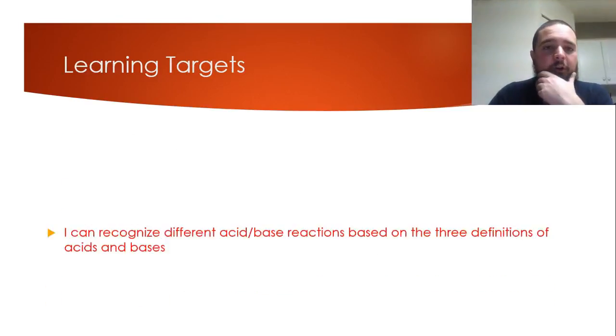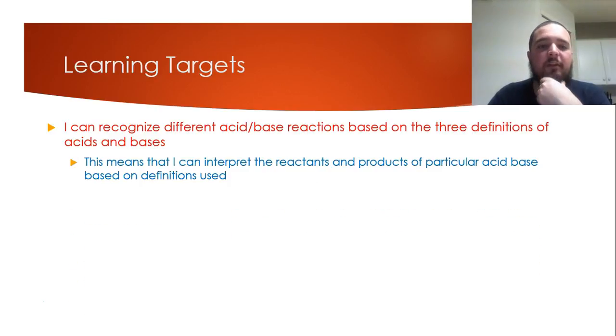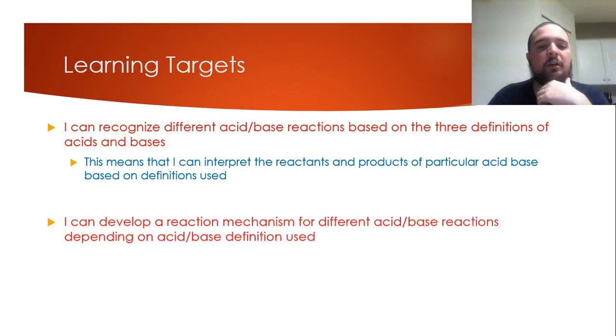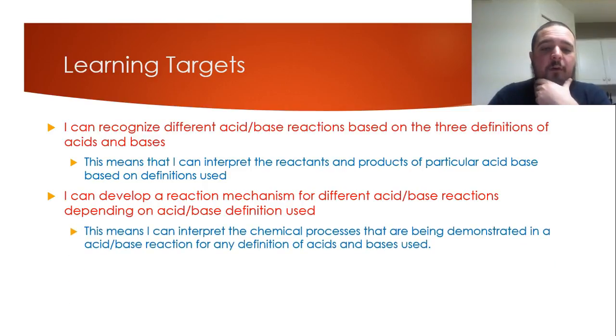So a couple learning targets we're going to do with this lecture. I can recognize different acid-base reactions based on the three definitions of acids and bases. This means that I can interpret the reactions and products of particular acid-base reactions that are based off the definitions used. I can develop a reaction mechanism for different acid-base reactions depending on the acid-base definition used. That's really wordy. But it does make a little bit more sense. It'll make a lot more sense probably by the end of this lecture, so just bear with me here. This means I can interpret the chemical processes that are being demonstrated in an acid-base reaction for any definition of acids and bases used.